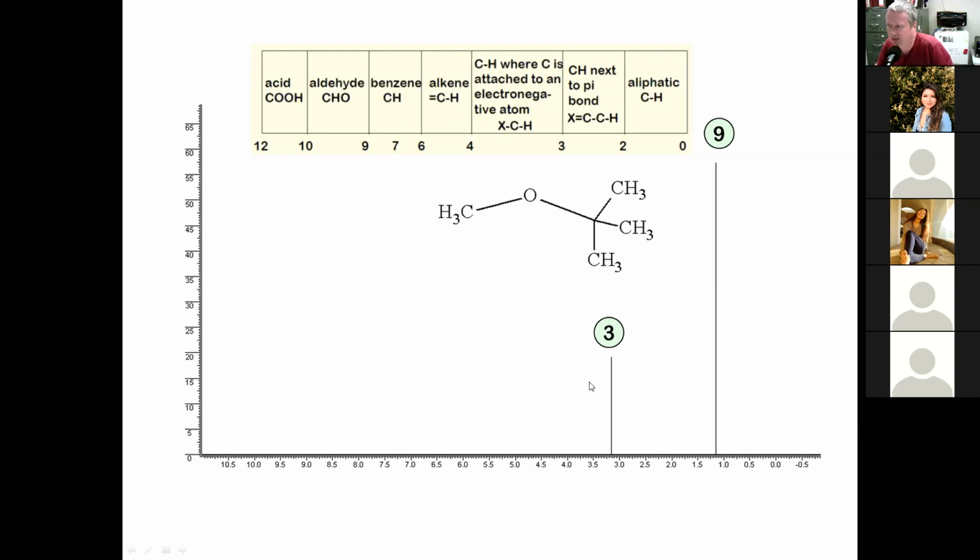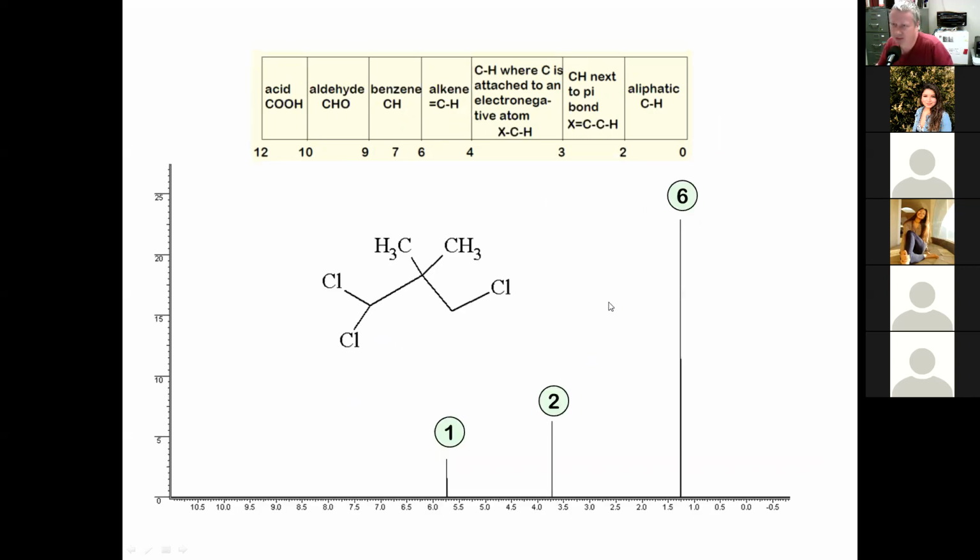It's the methyl. Why is it around 3? Maybe because it's next to an oxygen, and on this scale, that's totally right. See how it's a CH where the carbon is connected to an electronegative atom? Oxygen is an electronegative atom, so it totally makes sense that the CH3 would be around 3-ish. And then the 9, these 3 CH3s are not directly connected to the oxygen. They don't feel the effect of the oxygen very much, and that's why they're around 1.